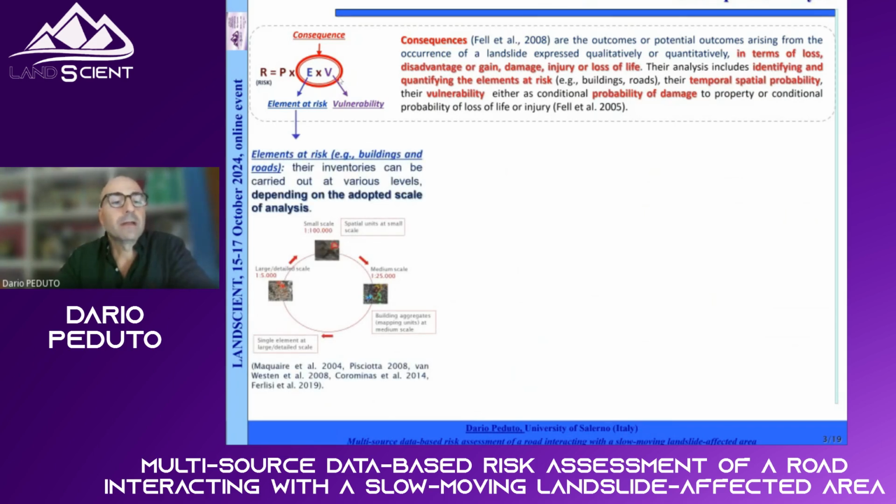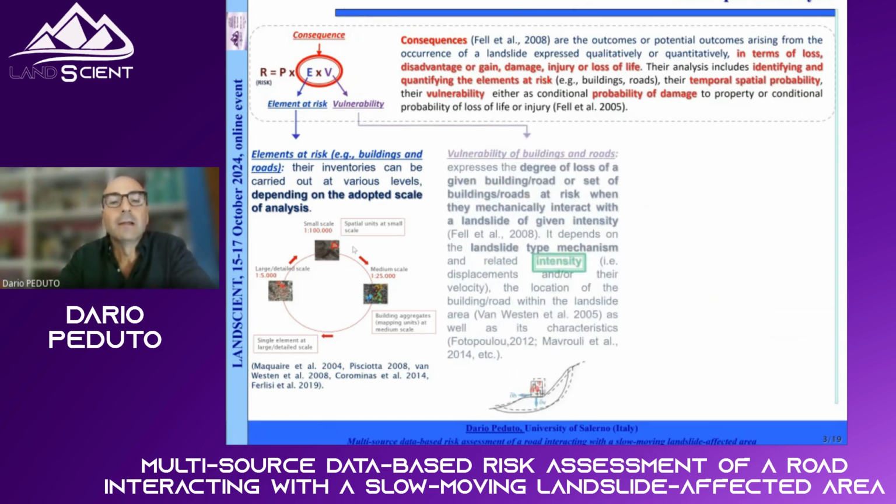The first group of things that we have to address are elements at risk, which can be identified over inventories, and most of all, according to the scale of the analysis, they can be derived. For instance, when we are talking about buildings, we can go from the aggregation of buildings when we move at small scale until, for instance, the single buildings when we reach the detailed scale.